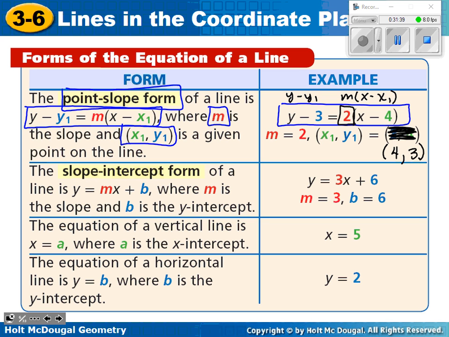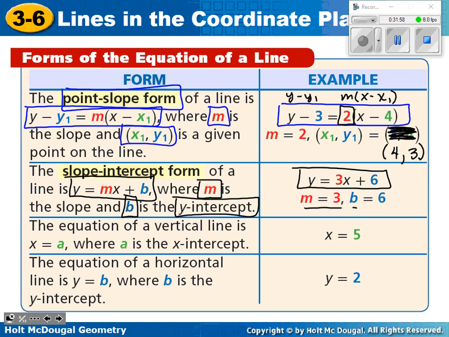All right. Slope-intercept form is y equals mx plus b. M we already know is the slope. What does b stand for? The y-intercept, where the line crosses the y-axis. So then we have y equals, for example, 3x plus 6. The slope is 3. The y-intercept is 6.